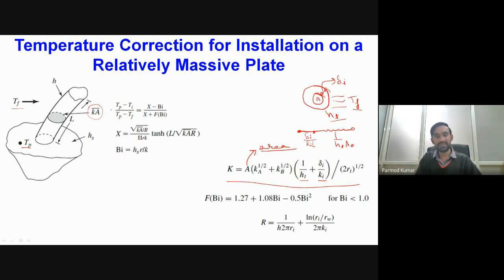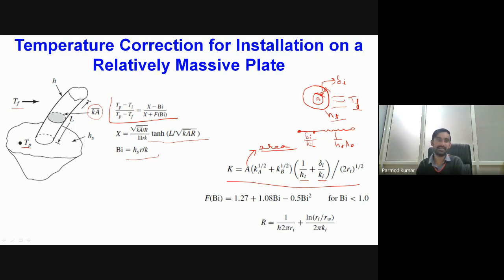For this type of situation, Tp minus Ti divided by Tp minus Tf is nothing but x minus Biot number divided by x plus Biot number, a function of Biot number. So x is given as this particular parameter, and the Biot number, as we all know, is equal to Hs into characteristic length scale divided by K.